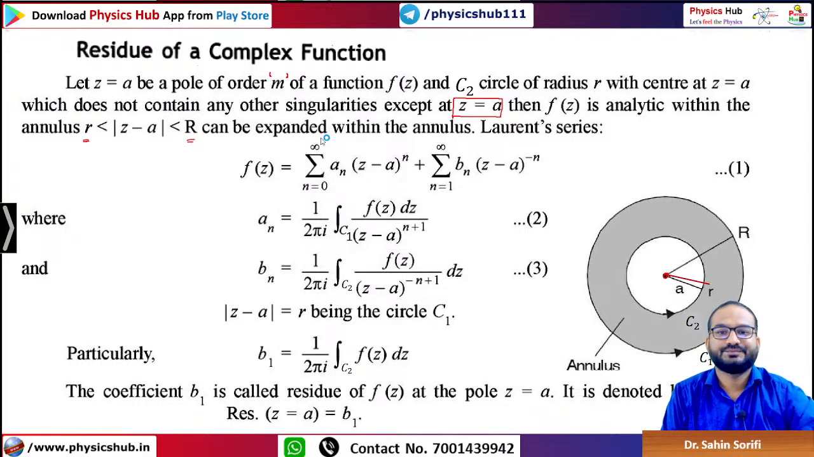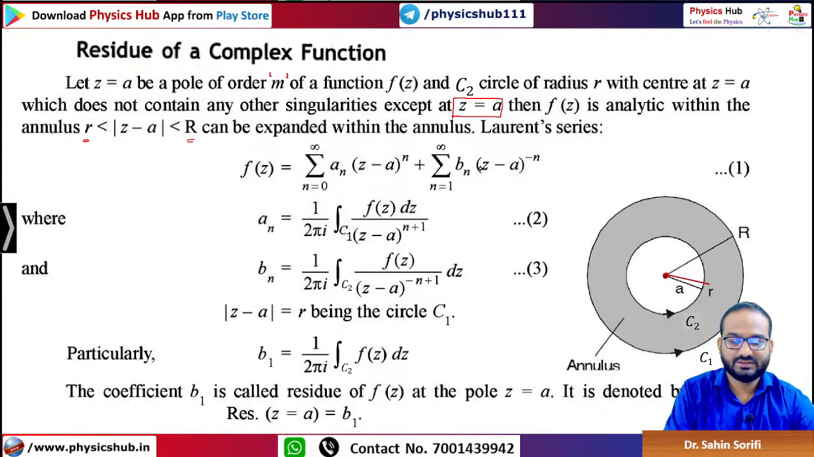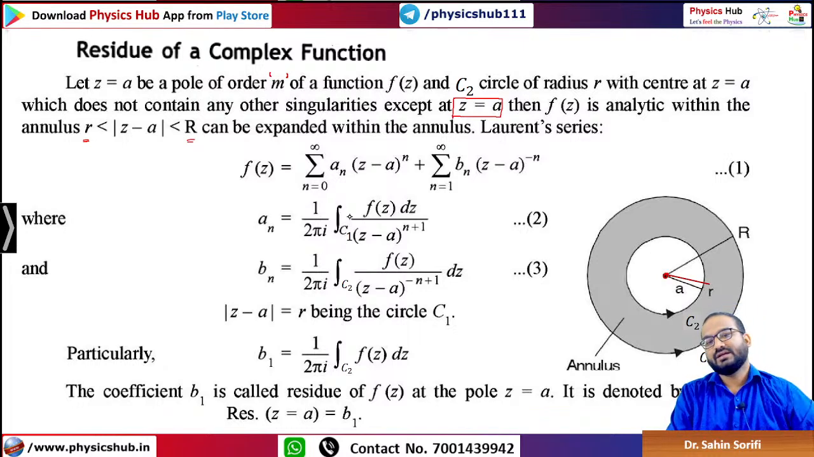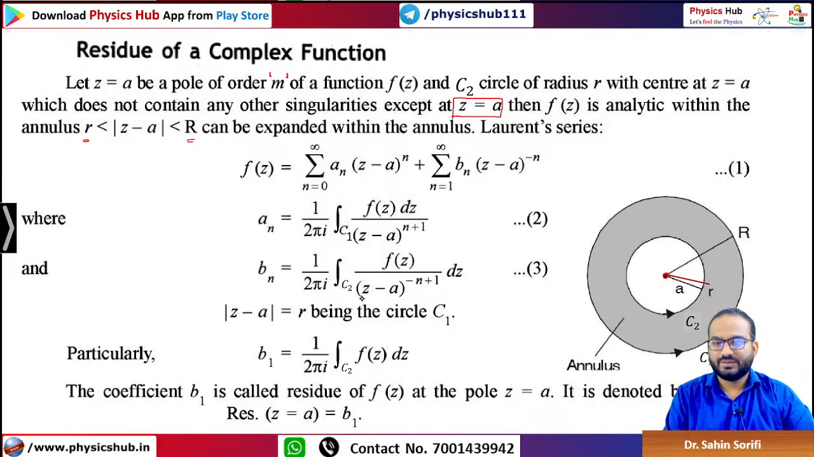Okay, so now look at this. f of z we wrote as the sum from n equals 0 to infinity of an times (z minus a) to the power n, plus the sum from n equals 1 to infinity of bn times (z minus a) to the power minus n, where an equals 1 by 2 pi i times the integration taken over C1 of f of z dz by (z minus a) to the power n plus 1. Previously we wrote f of omega d omega by omega minus a, the same, because we are just changing the variable. For bn the integration is taken over this inner circle C2, with the denominator (z minus a) to the power minus n plus 1 dz. Z minus a equals r being the circle C1.